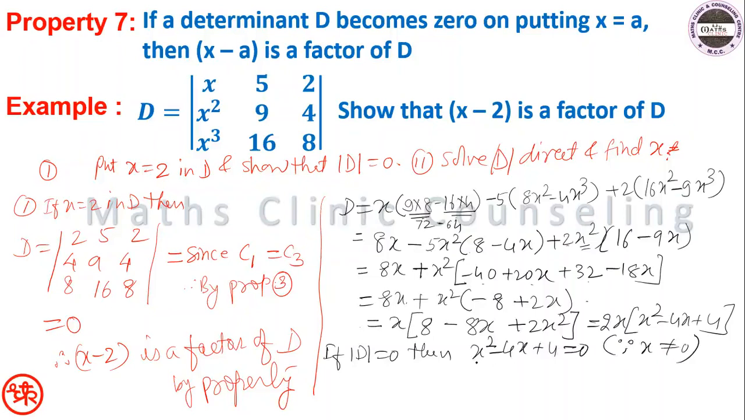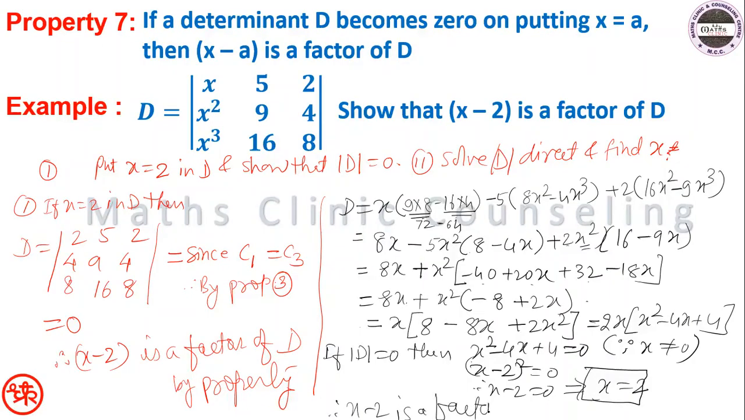Is that clear? And now this is what? It is the square of x minus 2, and therefore x minus 2 is equal to 0. Since x minus 2 is equal to 0, x is equal to 2. So if D is equal to 0, we solve. So we got the value of x, means x is equal to 2 is the answer, and therefore x minus 2 is a factor. Is that clear?